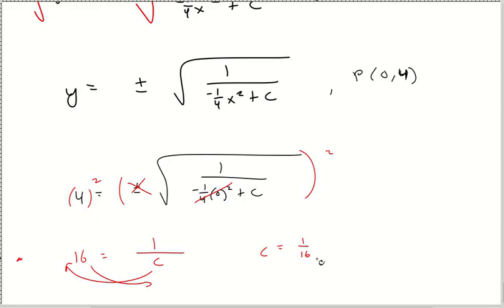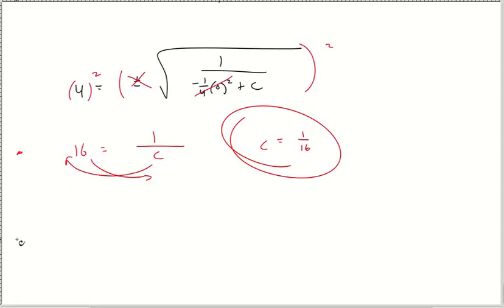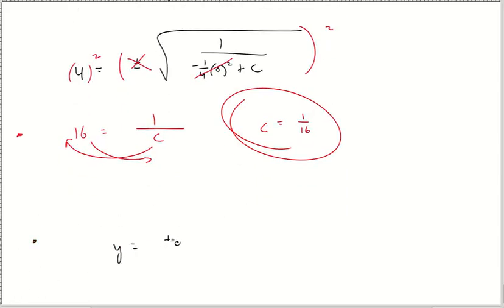What did I do wrong? Oh, it's a different c. Okay, I already saw it's a c1, c2 kind of issue. Yeah, this is fine. Cool. And so then I can plug it back into my answer, plus or minus the square root of 1 over negative 1/4 x squared plus the c, 1 over 16. Yay! All right, here's the thing.